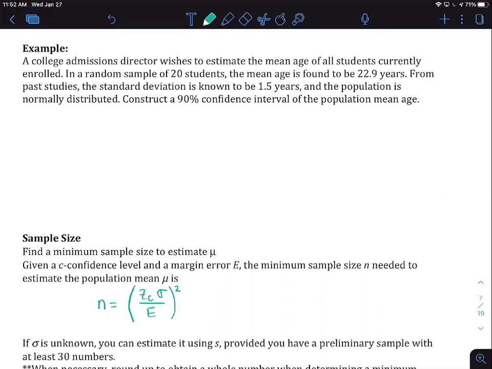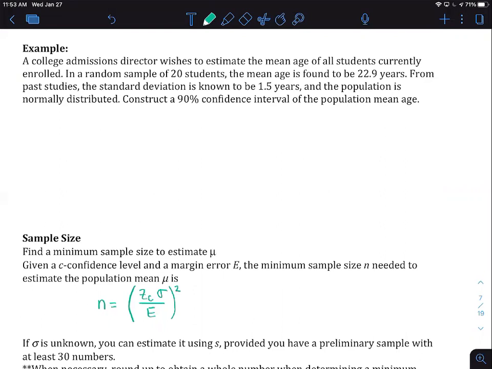In a random sample of 20 students, the mean age is found to be 22.9 years. From past studies, the standard deviation is known to be 1.5 years, and the population is normally distributed. Construct a 90% confidence interval of the population mean age.